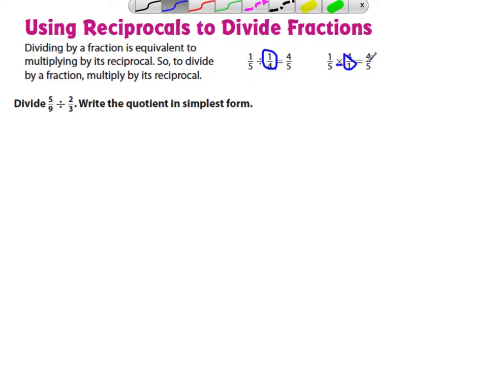So I'm going to do another example here where it's just a straightforward divide these two numbers. I have 5/9 divided by 2/3. So I'm going to leave this first fraction the same. Not going to change it at all. But I don't want to divide. I want to multiply instead. So here I'm going to multiply. And remember, I want to multiply by the reciprocal. So instead of 2/3, I'm going to multiply by 3/2.